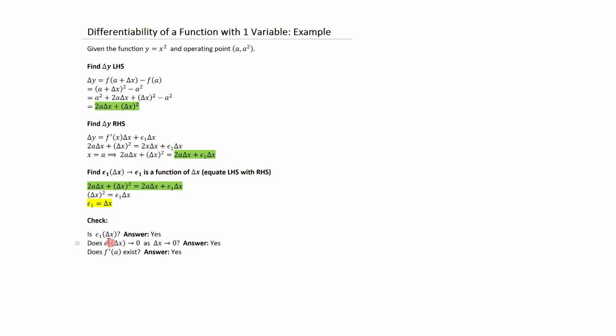First of all, is epsilon 1 a function of delta x? The answer is yes, it's right here. Does epsilon 1, as a function of delta x, approach 0 as delta x approaches 0? Yes, it does. As delta x goes to 0, epsilon 1 goes to 0. And does f prime of a exist? The answer is yes, because we were dealing with a function which is analytic. So the conclusion is that all three conditions of the differentiability definition have been satisfied, and therefore the function y equals x squared is differentiable at x equals a.